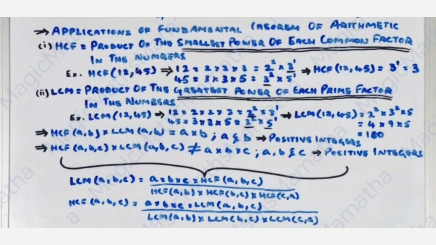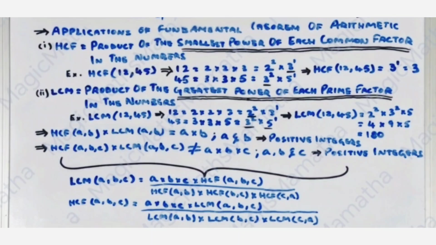Will this hold good for three numbers, a, b and c? Let's observe that. The HCF of a comma b comma c times the LCM of a comma b comma c is not equal to a times b times c, though a, b, c are positive integers. This holds good with another formula which helps you in finding the LCM if you have the HCF, and similarly it helps you in finding the HCF if you have the LCM of the three numbers. The formulas are as follows.